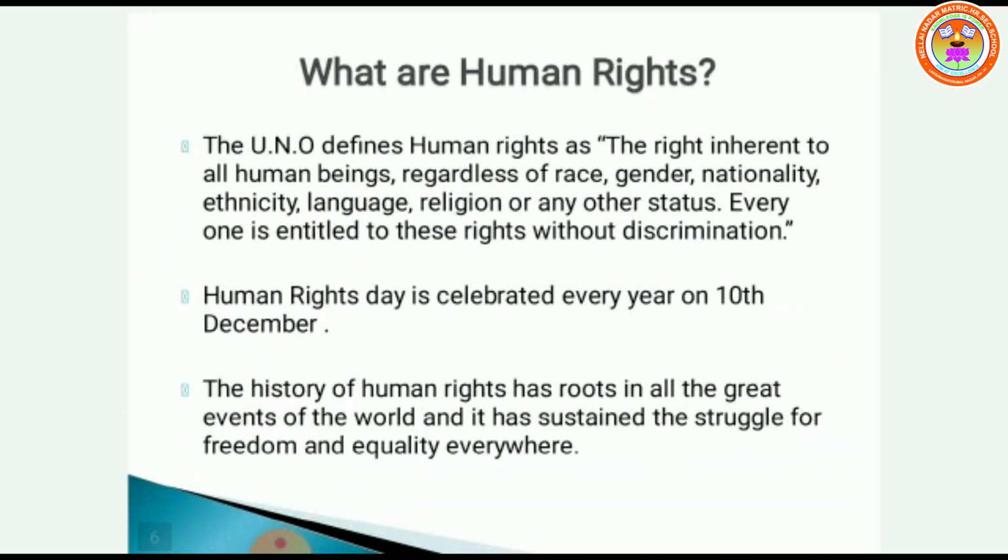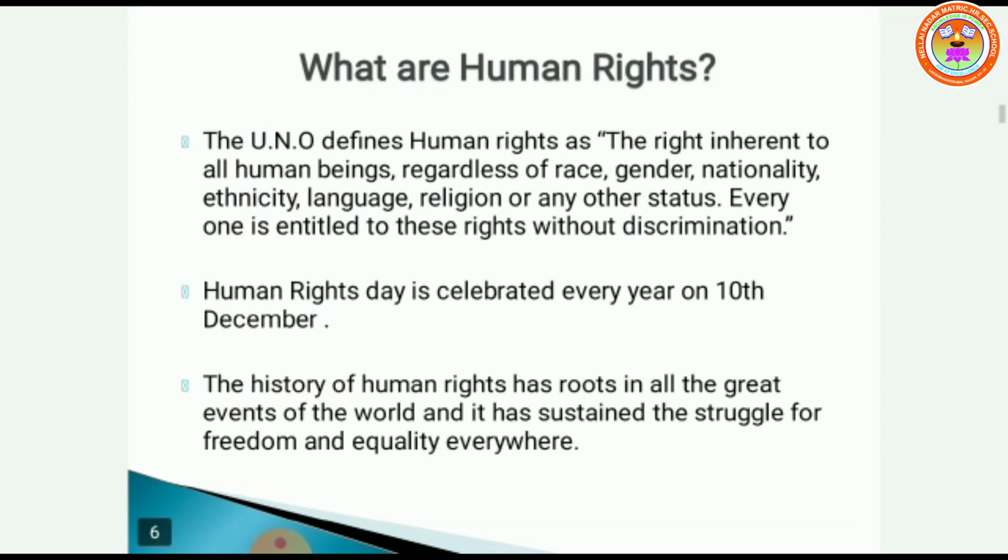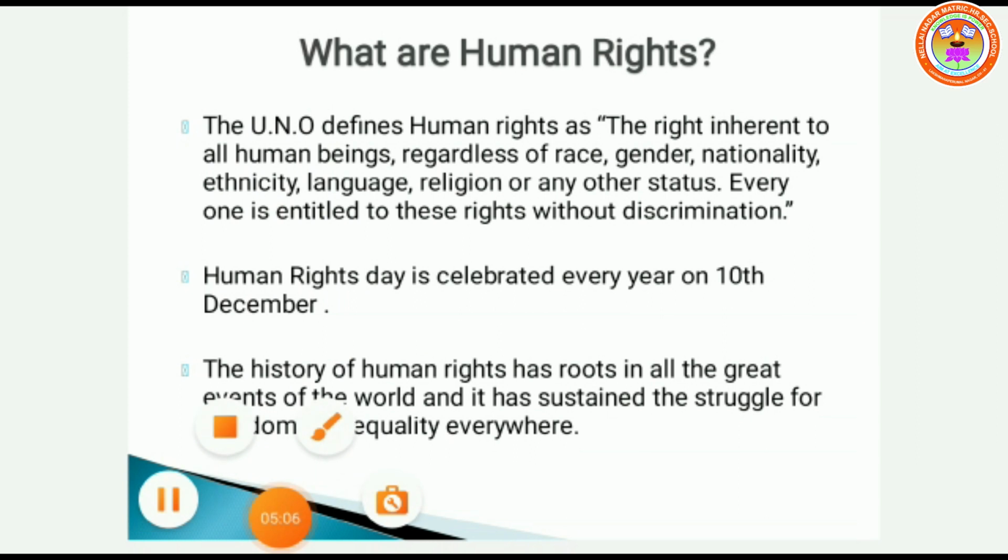Okay, we'll switch to our next topic. What are human rights? How can you define human rights? The UNO defines human rights as the rights inherent to all human beings regardless of race, gender, nationality, ethnicity, language, religion, or any other status. Everyone is entitled to these rights without discrimination. UNO says we don't have any difference on nationality, gender, race, language and religion. So it says everybody is equal.